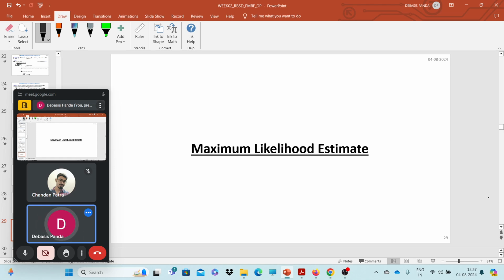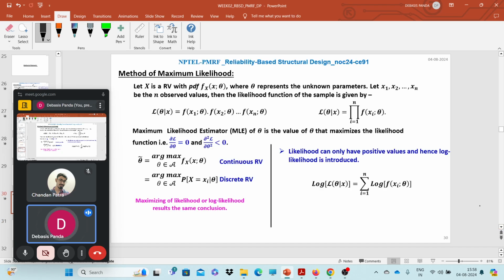Okay, so now we will discuss the maximum likelihood estimate. It is one of the famous point estimate methods to identify the population parameters from samples. Now in maximum likelihood estimate, what do we actually do? If we have a random variable x whose PDF is given as f(x; theta), where theta is the unknown parameter, and we have samples x1, x2, up to xn, first we need to define the likelihood function.